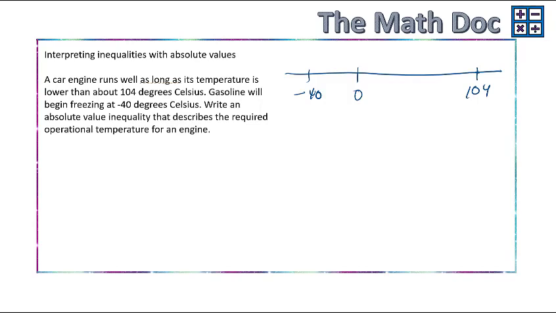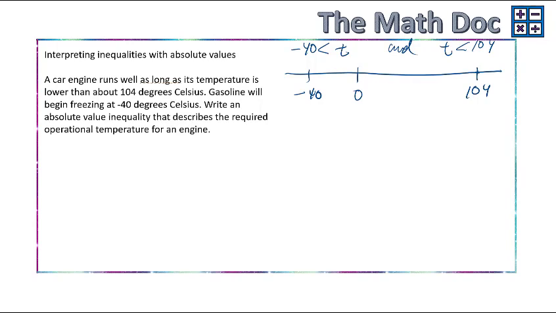So the gasoline will freeze under negative 40, so obviously the car won't run there. And so we're looking at a set of inequalities where the temperature T has to be larger than negative 40 and less than 104 here.